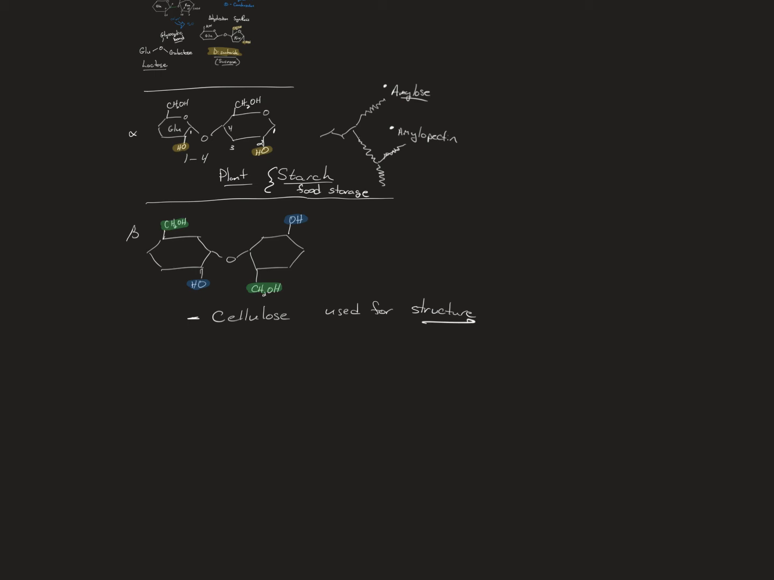And the plant is going to use glucose, or this up here, the starch, either amylose or amylopectin, for food storage. Humans will use this for energy. And humans will use this for structure. We'll tear down trees and we'll make wooden stools and wooden houses out of them.